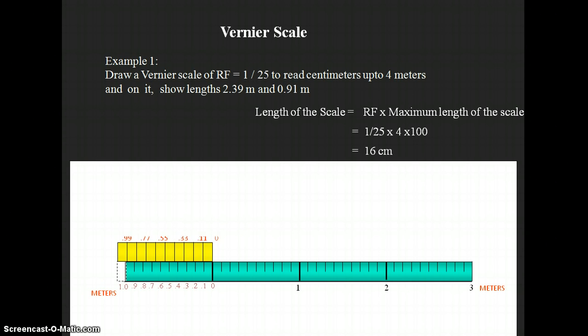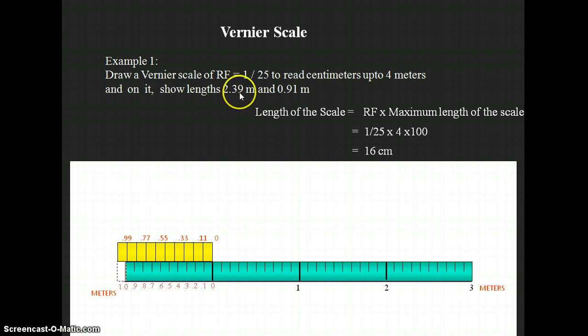So give the numbering as 0.11, and the second division will be 0.22, 0.33, 0.44, 0.55, 0.66, 0.77, 0.88, 0.99, and the last one will be 1.1. Okay, so this is the Vernier scale we have constructed. By using this, we need to show 2.39 meters and 0.91 meters.